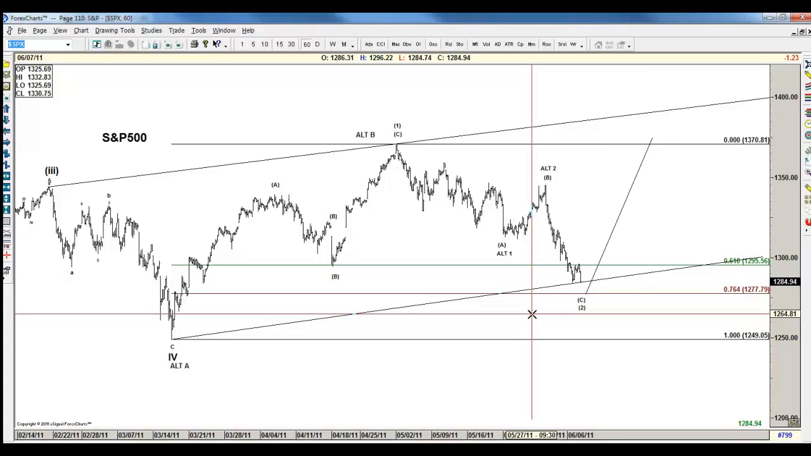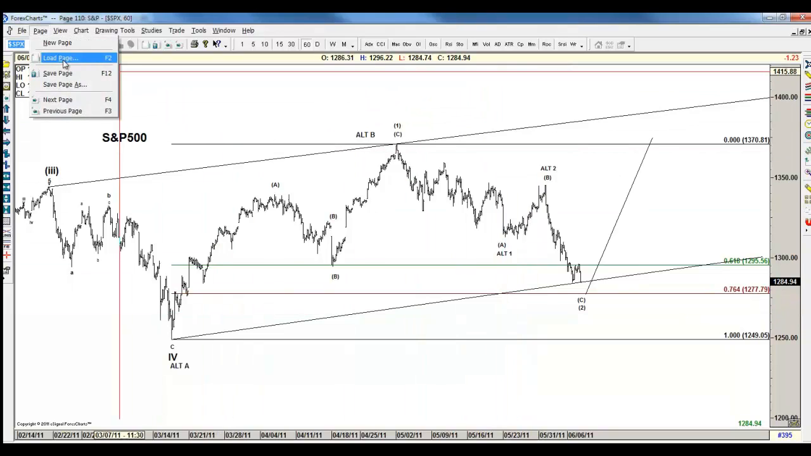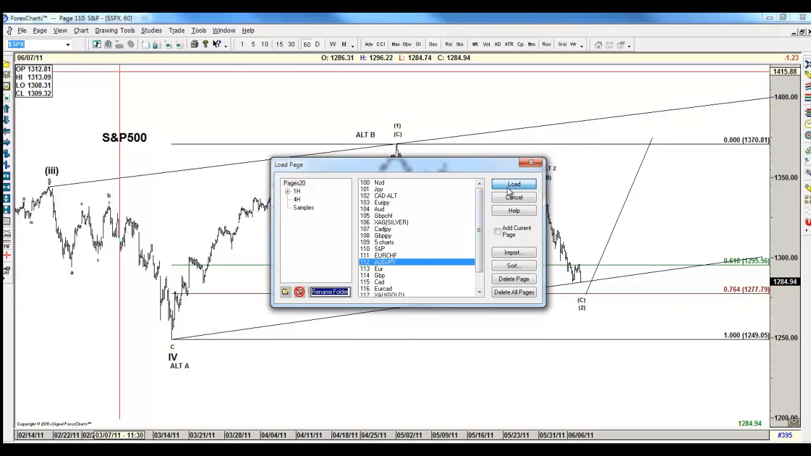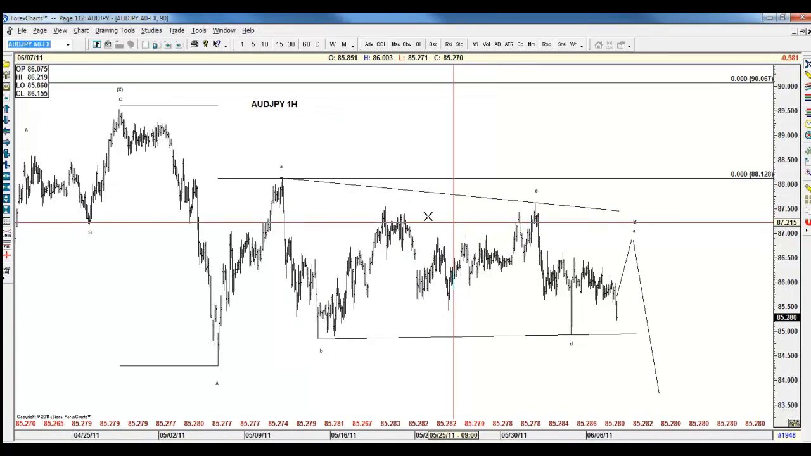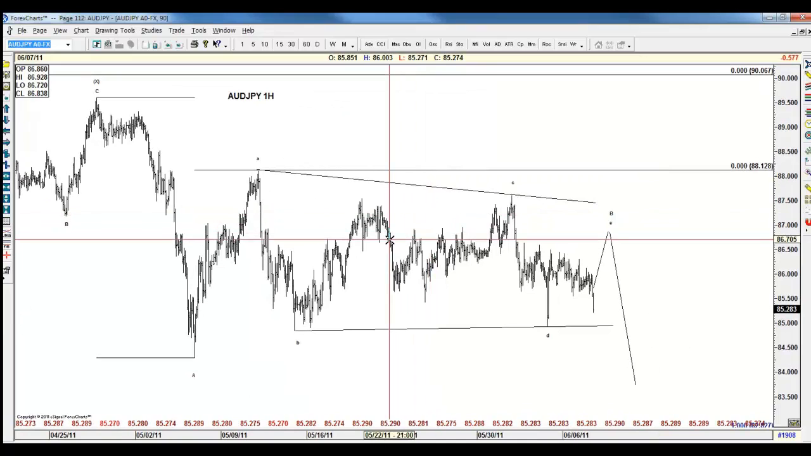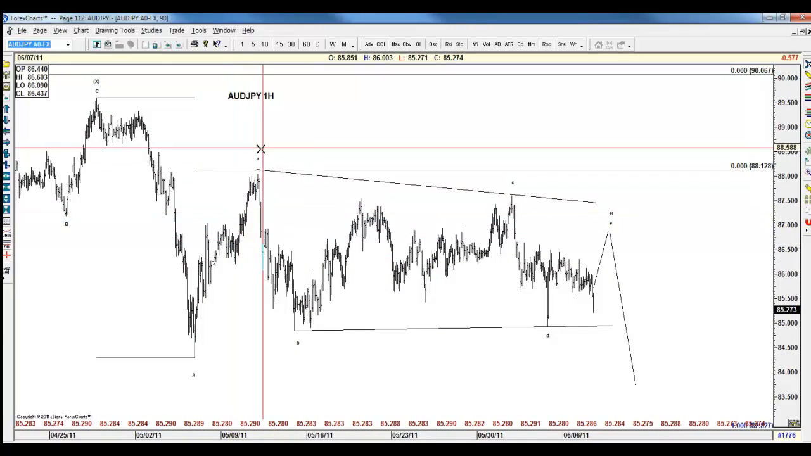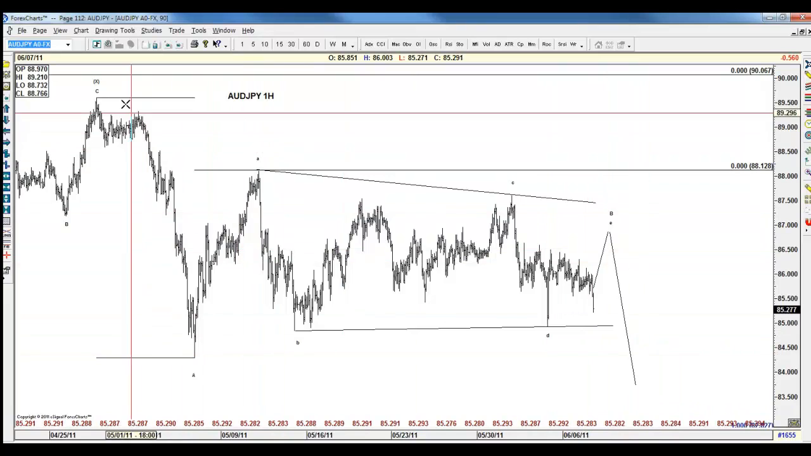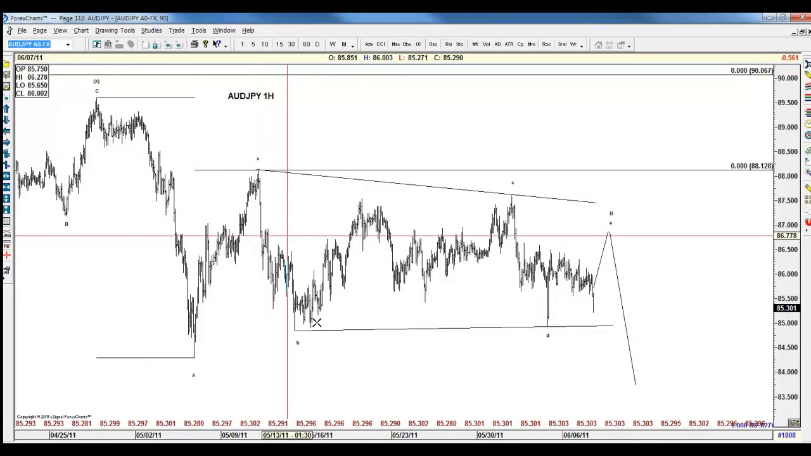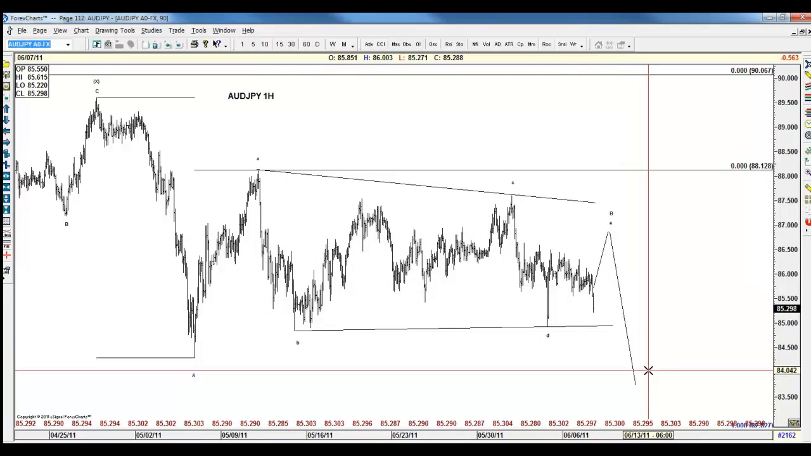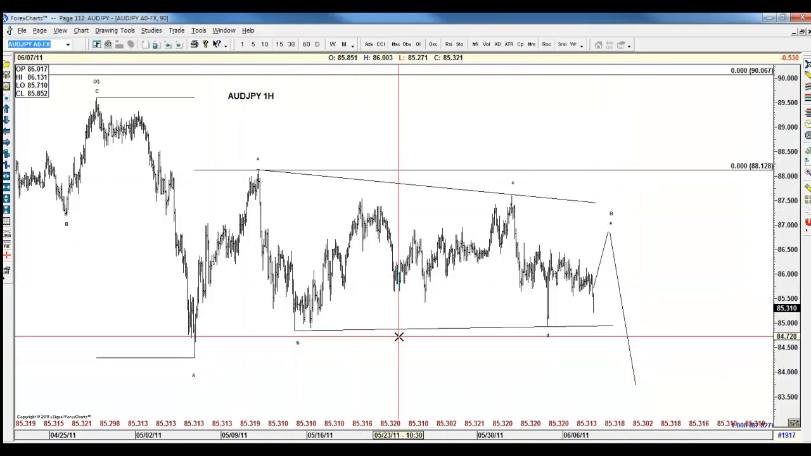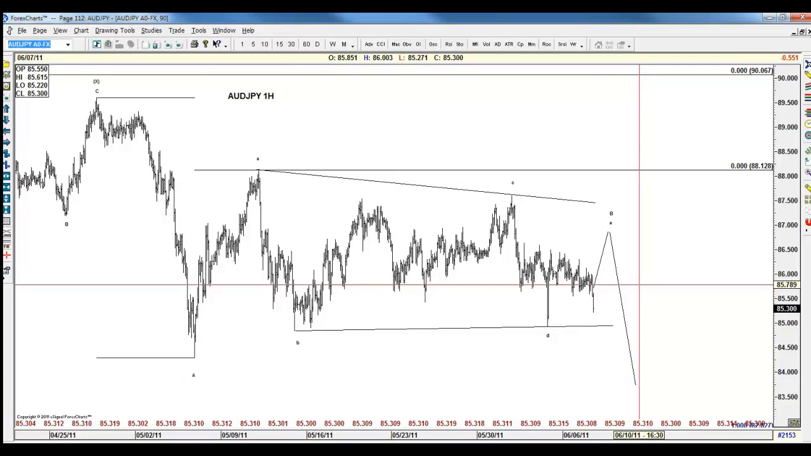All right, now let's take a look at the dollar. Before we go to the dollar, let me show you the Aussie yen. The Aussie yen is showing a very nice triangle there. Now the question is, is it a bullish triangle or a bearish triangle? It looks like it's going to break to the downside. I have this as A, and then we got A, B, C, D, and I'm expecting this to go around 86 before dropping.